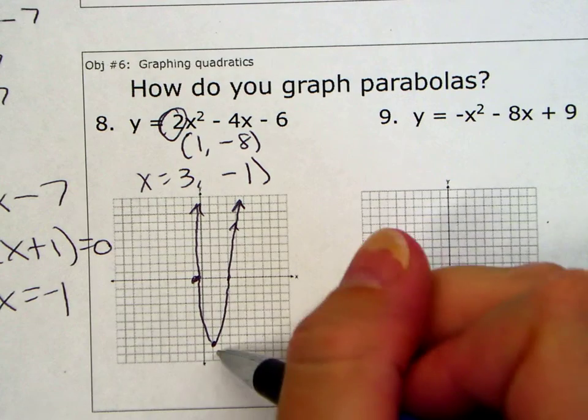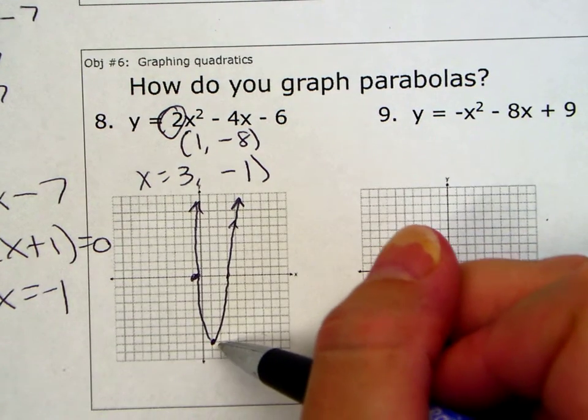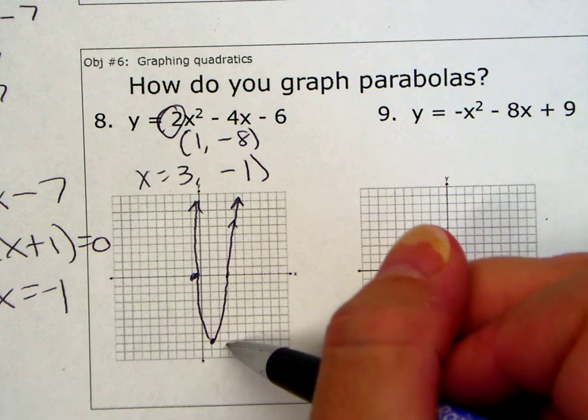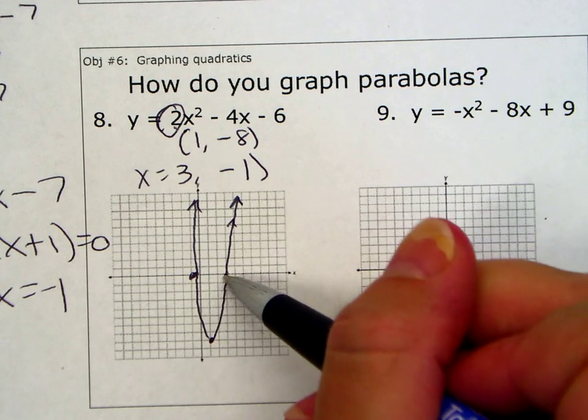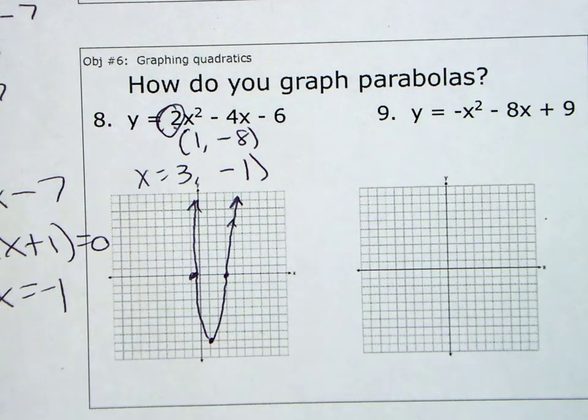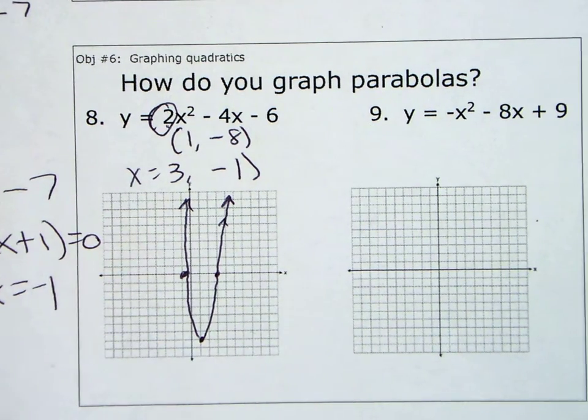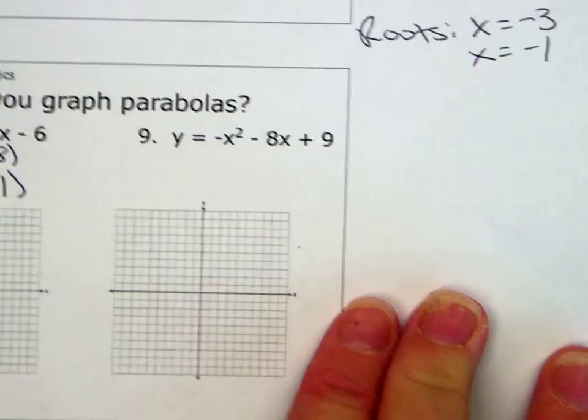So remember, when you're doing your shifting, instead of you go over 1, up 1, and then over 2, instead of going up 4, you have to double it, 8. That's why it's over 2, up 8. Okay? All right, last one, number 9. Try this one on your own.